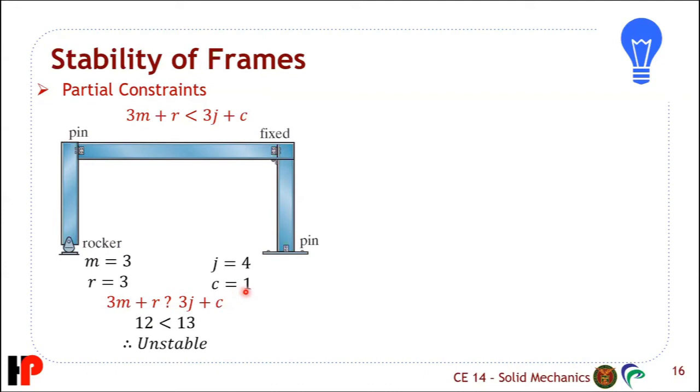Yung instability niya actually happens, nasaan ba yung instability? Dito, sa pin na to. So, dahil rocker ito, pwede itong mag-translate horizontally. Dahil pin yan, pwede siyang umikot. So, pwedeng iikot siya about this point. So, yun yung instability ng frame na yan.